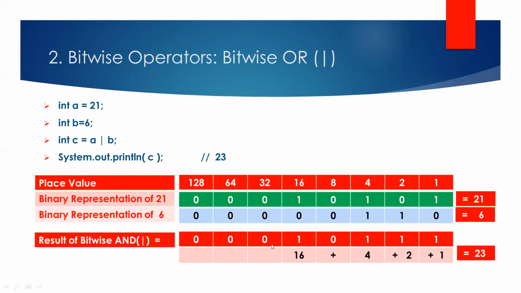And if we convert this binary value into its equivalent decimal, then we'll get the result as 23. So this is how your bitwise OR operator will be performed. Okay, so is it clear how the bitwise AND and how the bitwise OR get performed in the system? This is the evaluation.